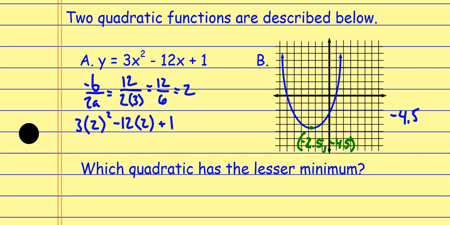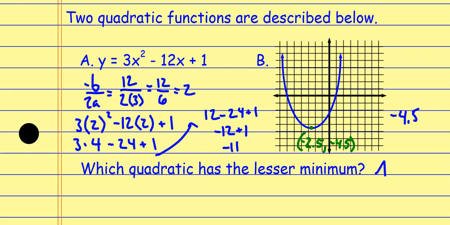And again, just be careful here. Follow order of operations. That's 3 times 4 minus 24 plus 1. So let's see, that's a 12 minus 24 plus 1. So that's a negative 12 plus 1, which is a negative 11. And so when I compare the two, it looks like the first quadratic drops lower than the second quadratic because it drops all the way to a negative 11, whereas the second one only drops to a negative 4.5. So the answer here is letter A.